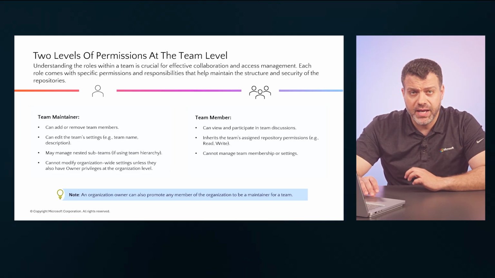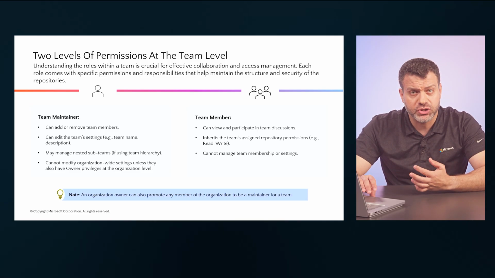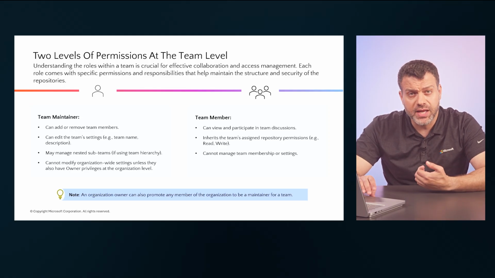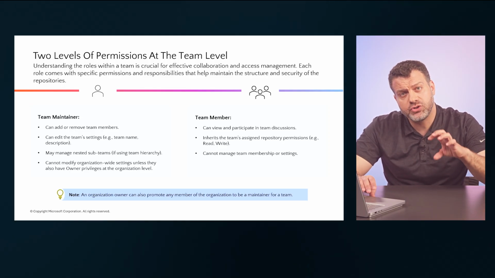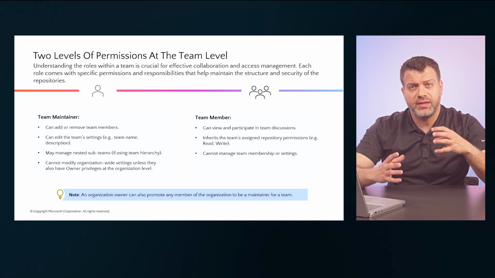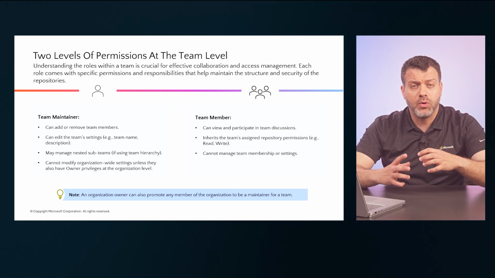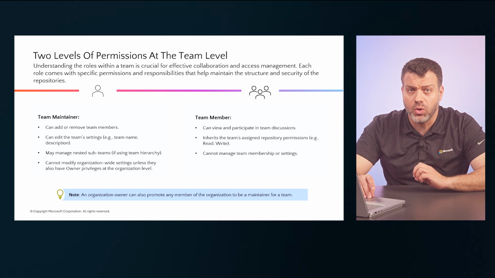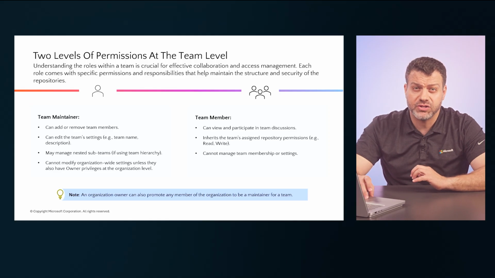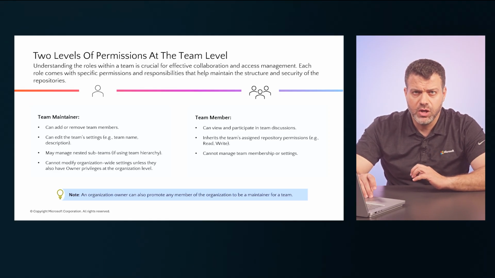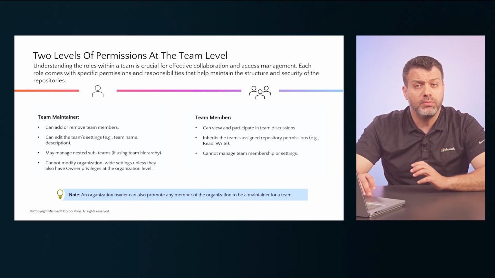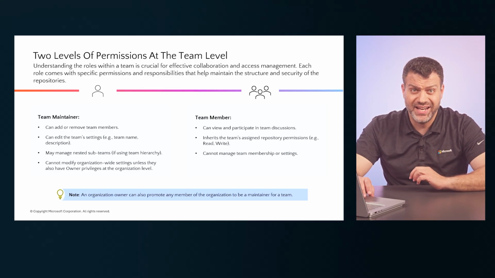That means everybody in that team, if they have a write permission or if they have a certain permission to a place or a repository, everybody in that team will have that permission. But when it comes to managing, that's the maintainer role. This is mainly for maintaining the structure and control. So organization owners can promote members to maintainers when that is needed.